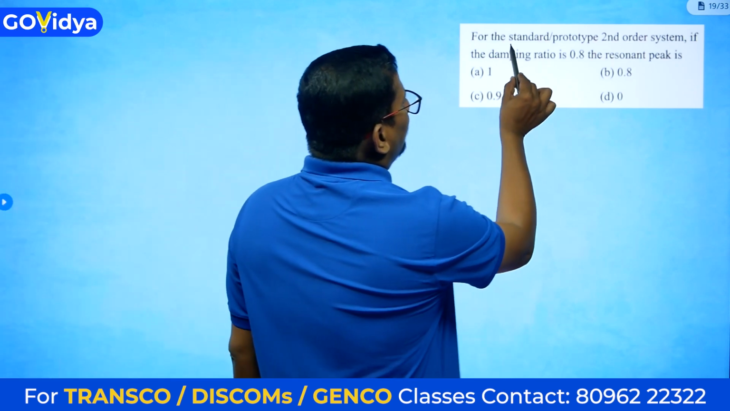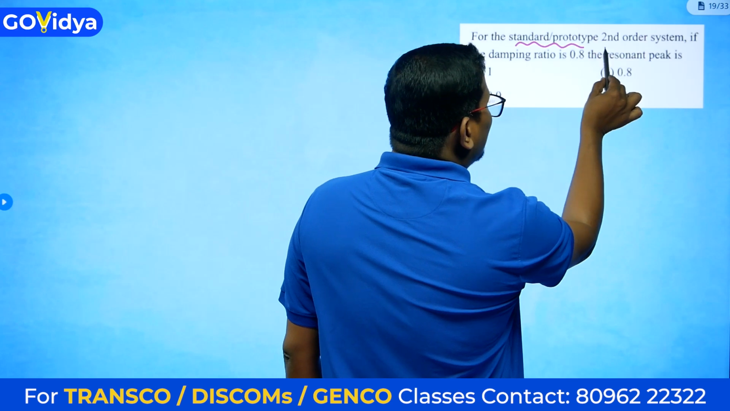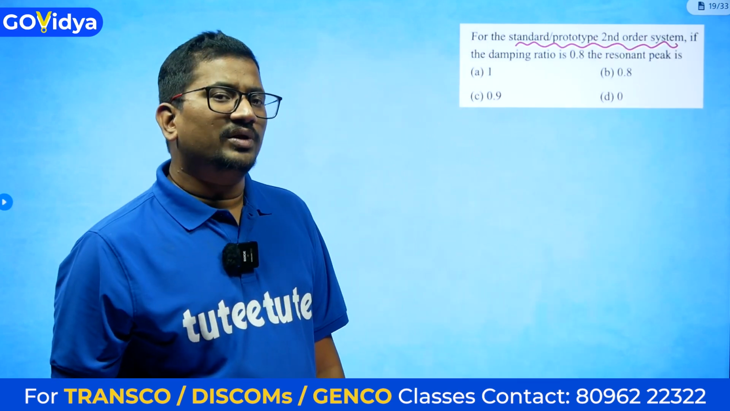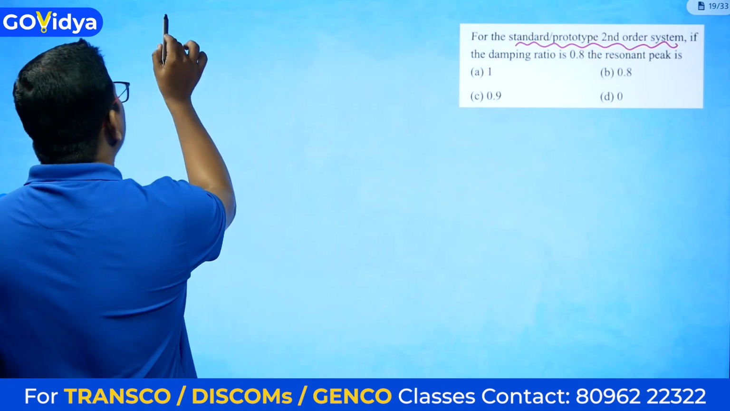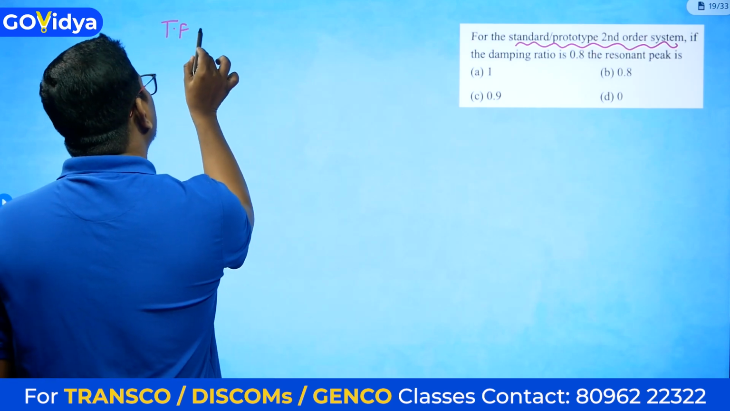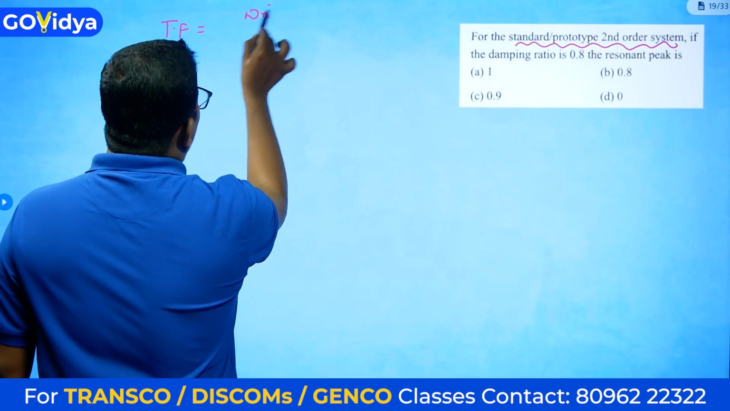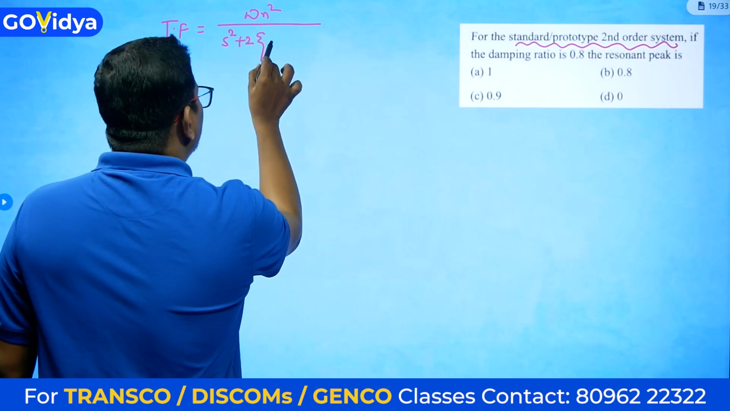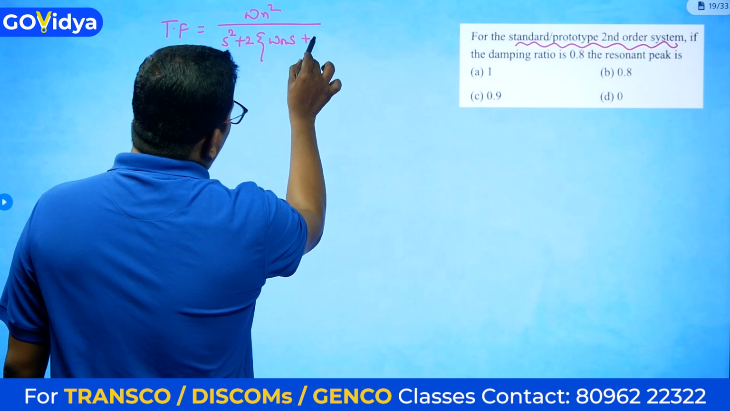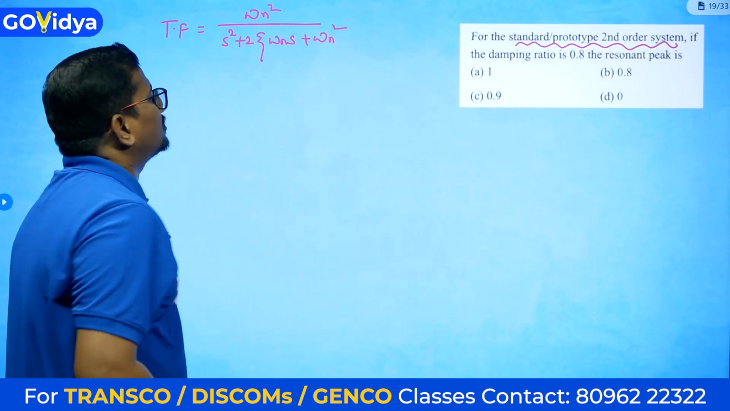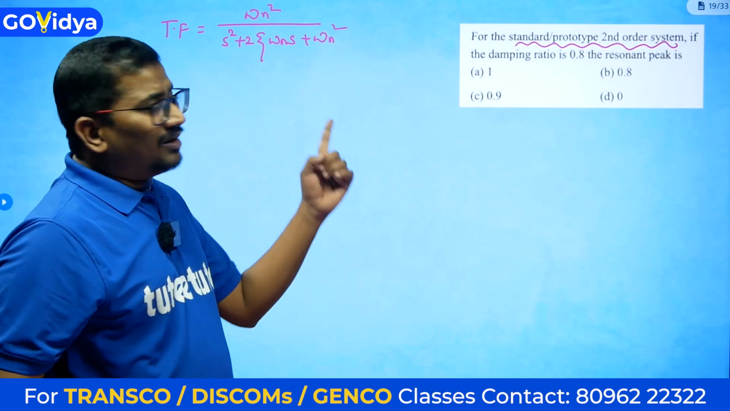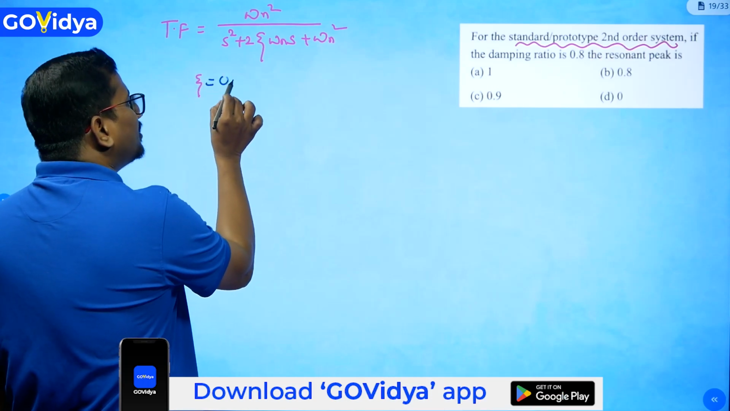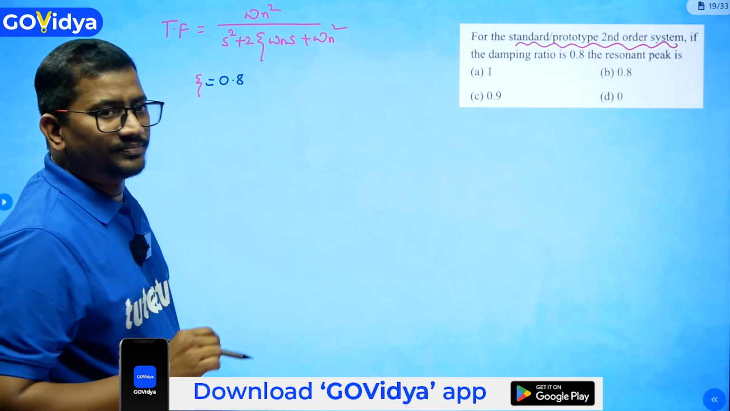So look at this question. A standard prototype second order system. Standard second order system means the transfer function is equal to omega n square by s square plus 2 zeta omega n s plus omega n square. This is what that is. Now what is the damping ratio they have given? Damping ratio they have given 0.8.